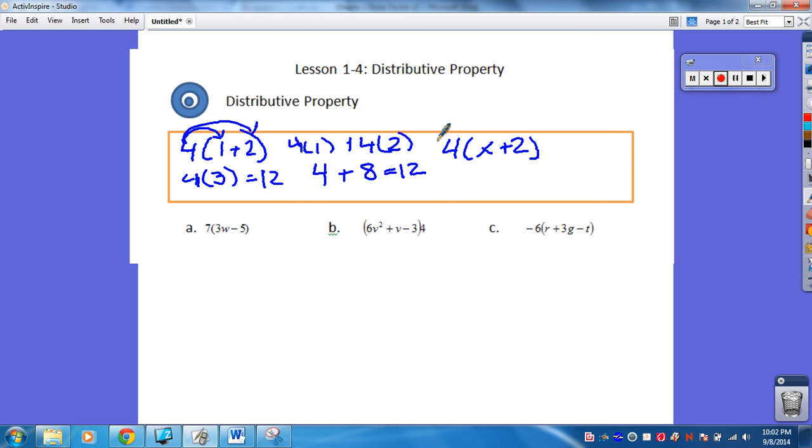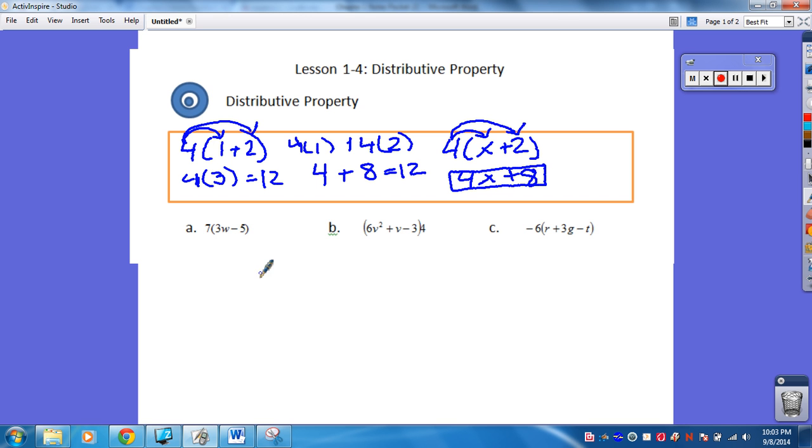And again, all you're going to do is take what's outside the parentheses, in this case a 4, and multiply it by both terms inside the parentheses. So I have 4 times x, which is just 4x, plus 4 times 2, which would give me 8. And that would be my simplified answer.